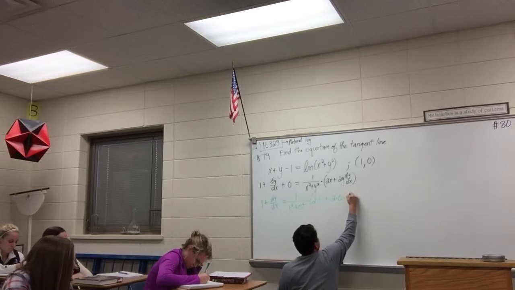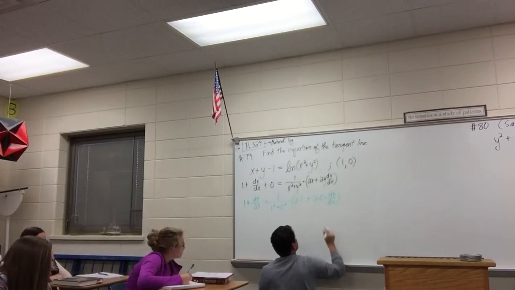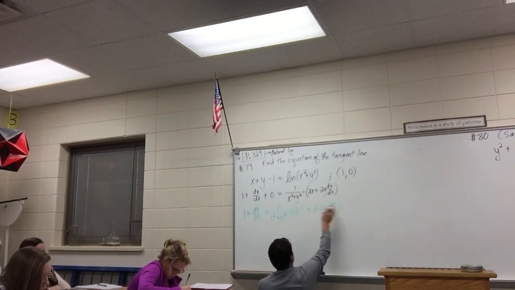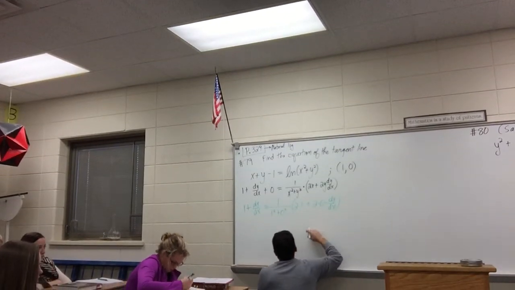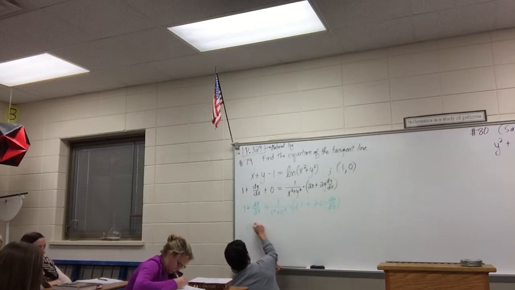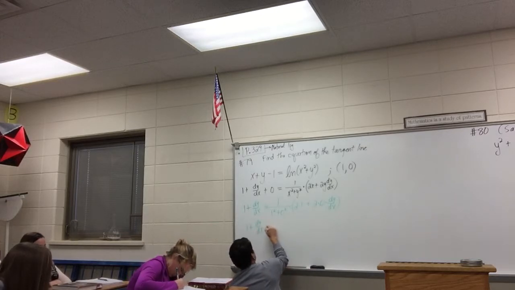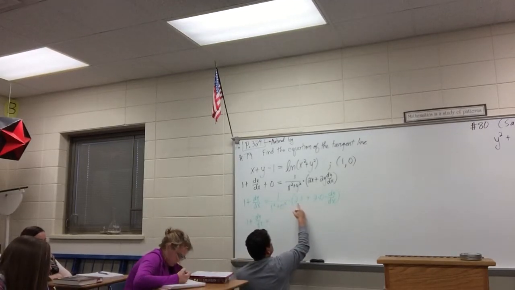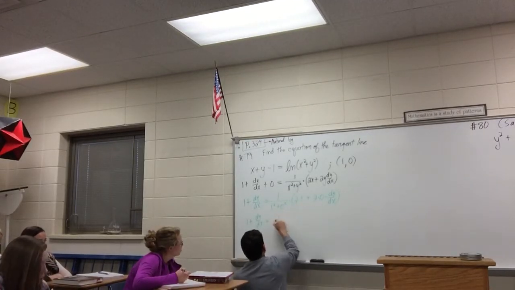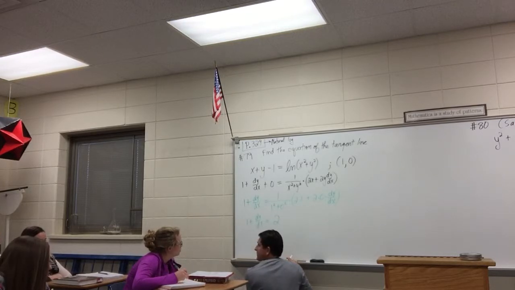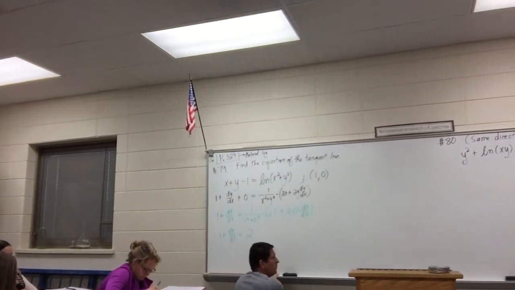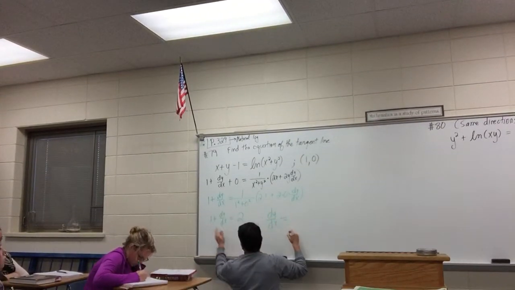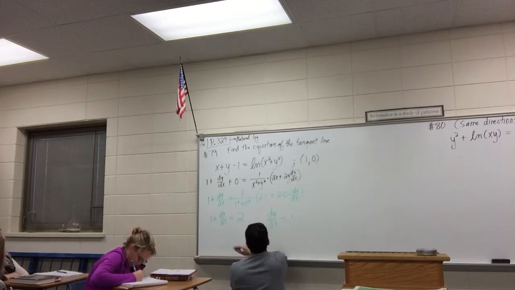Look at what happened here. It wipes that one out completely. So I just plug the 1 and the 0 in for every x and y. Now what does this get us? 1 plus dy/dx is equal to 1 times 2 plus 0. It's 2. Did I do that right? So, therefore, dy/dx is equal to 1.